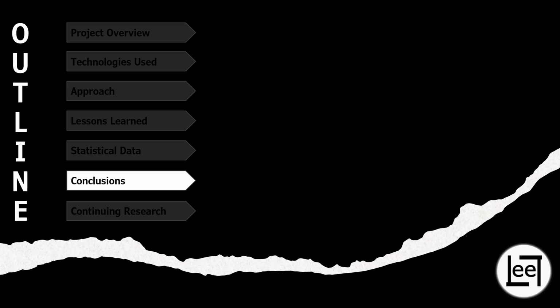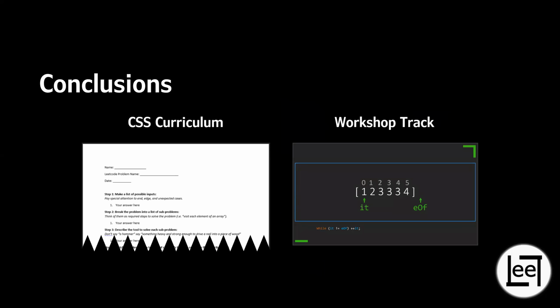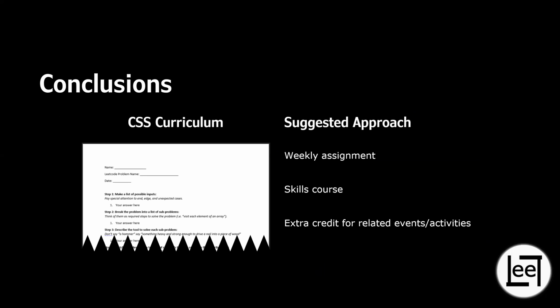So what conclusions have I drawn from this? I see 2 paths for this research to go. One is through modification of the current CSS curriculum, and another is through continuing a workshop track. For the CSS curriculum, my recommended approach to integrating this would be through either a weekly assignment that asks students not just to solve a problem, but to first break it down into its parts. Another option would be to create a skills course with a limited number of credits.